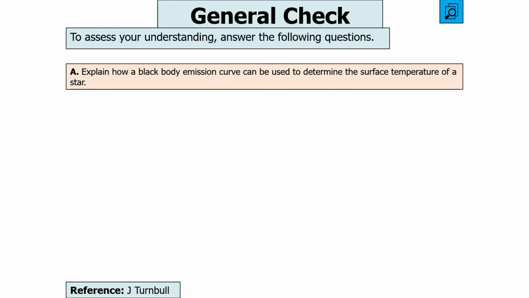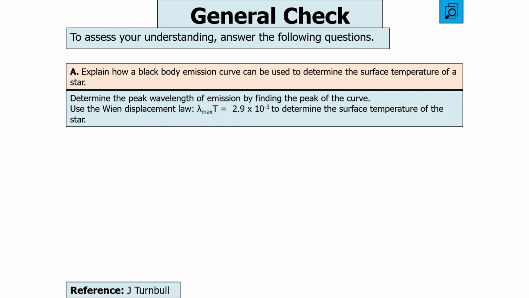Explain how a black body emission curve can be used to determine the surface temperature of a star. So you determine the peak wavelength of emission by finding the peak of the curve. Then we use the Wien displacement law, lambda max times T equals 2.9 times 10 to the minus 3, to determine the surface temperature of the star.